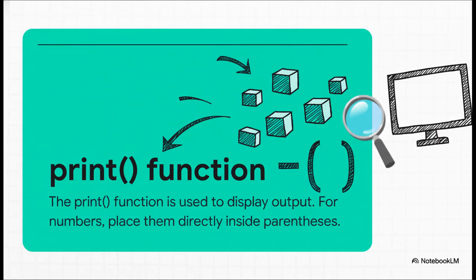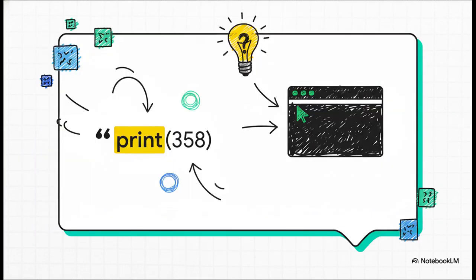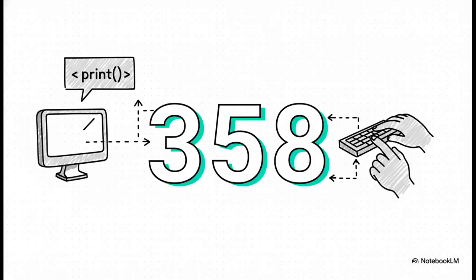And the rule here could not be simpler. If you want to show a number on the screen, you just put the number inside the parentheses. No special symbols, no weird tricks, just the number. Okay, so let's say we write this, print 358. What we're basically telling Python is, hey, computer, I want you to display the number 358 for me. So, any guesses what's going to pop up on the screen? Boom, 358, exactly what you told it to do.